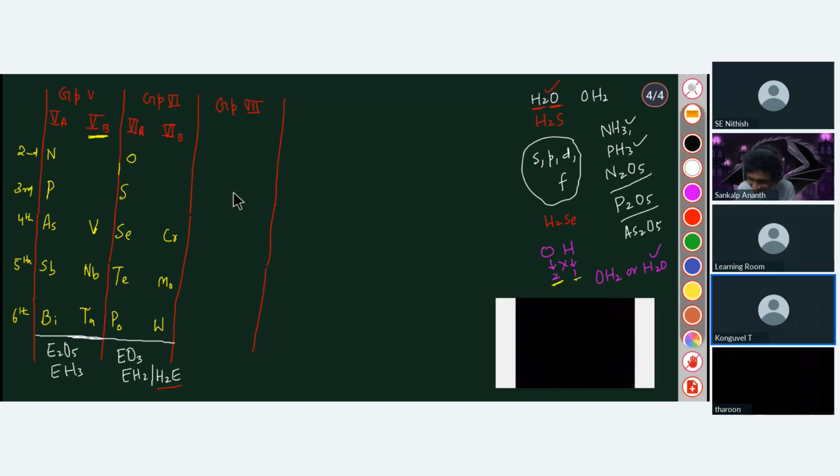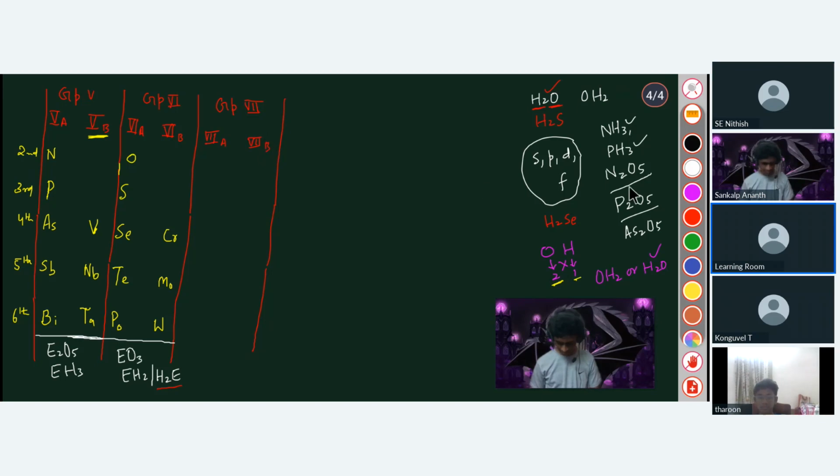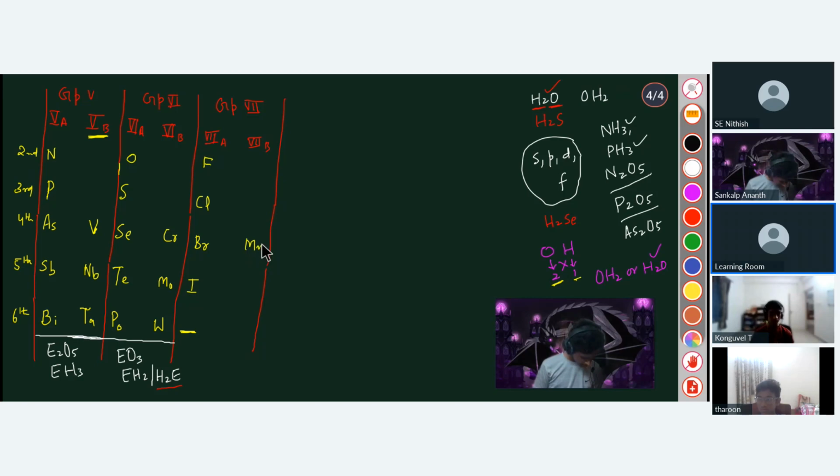Group 7 is further divided into 7A and 7B. Here we have fluorine, chlorine, bromine, iodine, and astatine. Astatine was not discovered at that time, so he just left the space here. After chromium, it will be manganese here. Where do you find technetium and rhenium? Those are B elements. Where do you find the B elements, sir?